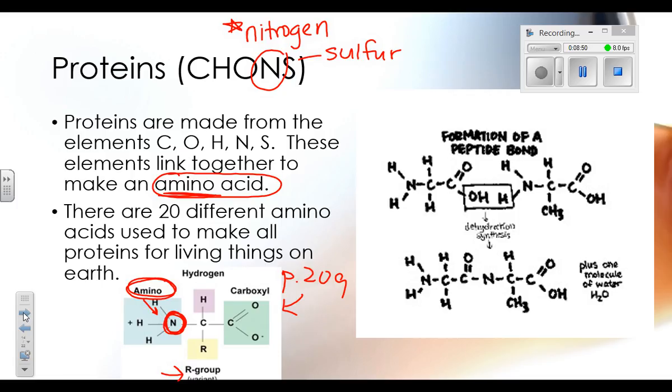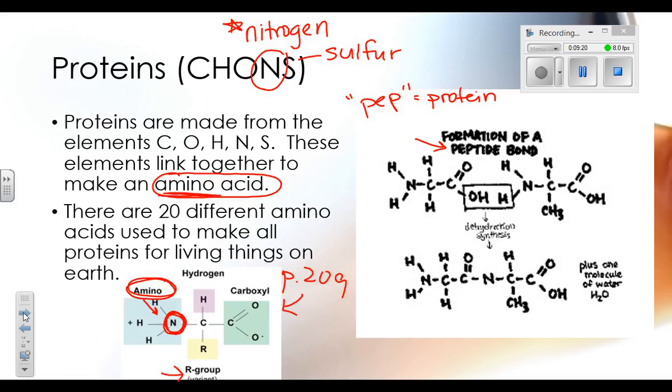Now on the right, I have a picture of the formation of a peptide bond. Whenever you see pep as part of a word, it very probably means something about protein. So a peptide bond is a bond that's between the pieces of a protein. So it's just a fancy name for a bond between those two amino acids.